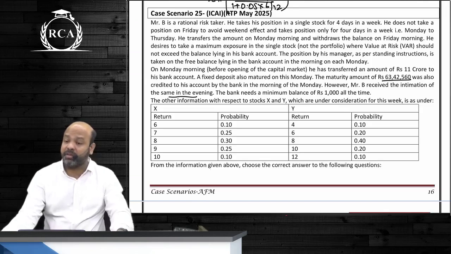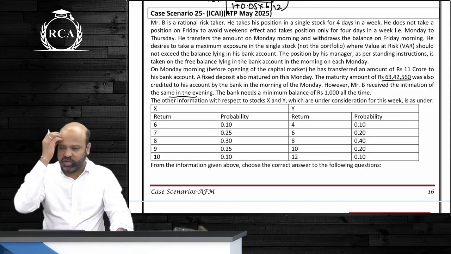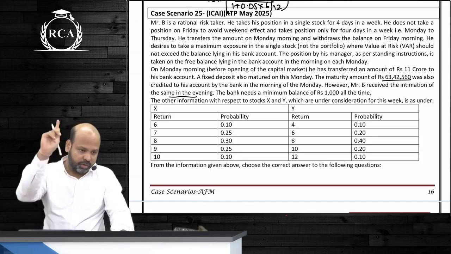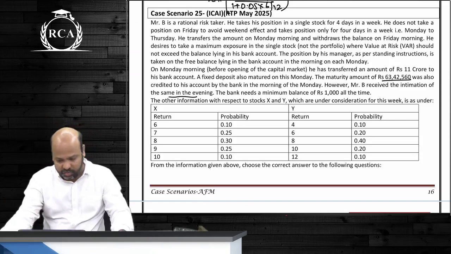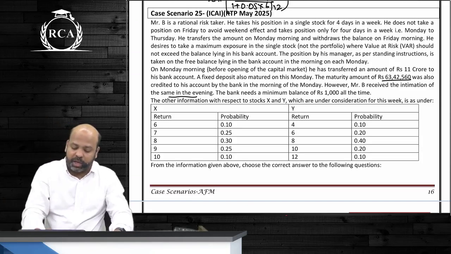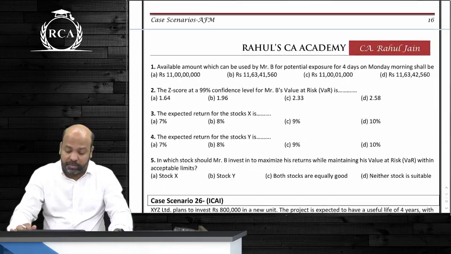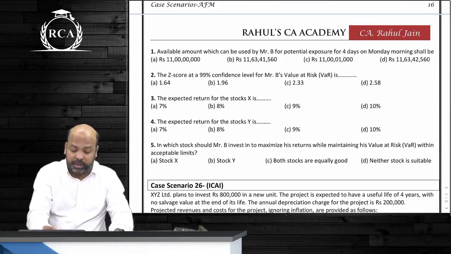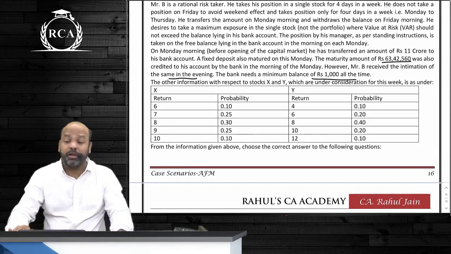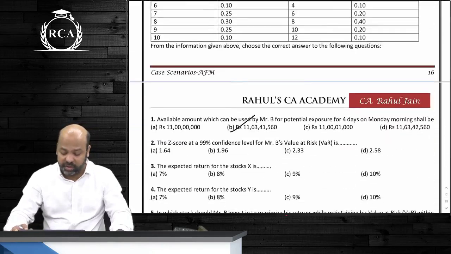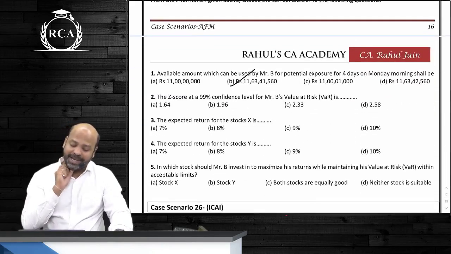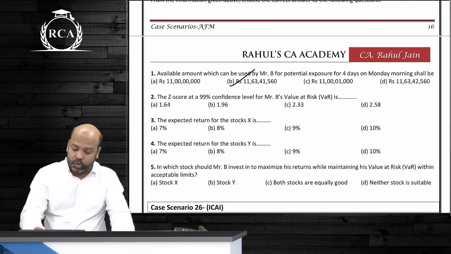Even if he received the intimation in the evening, what did I tell you? Because it is as per standing instructions. Amazing guys, you remember that. You will have to still use that 63 lakhs also. Bank needs to maintain a minimum balance of 1,000. So the amount that will be available for investment, beta, will be 11 crores 63 lakhs 41,560. Z score, beta, at 99% is 2.33.